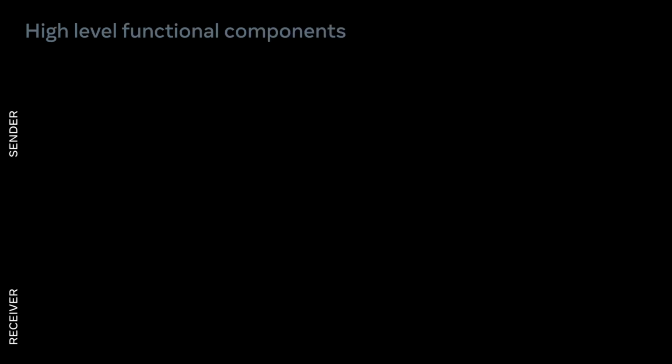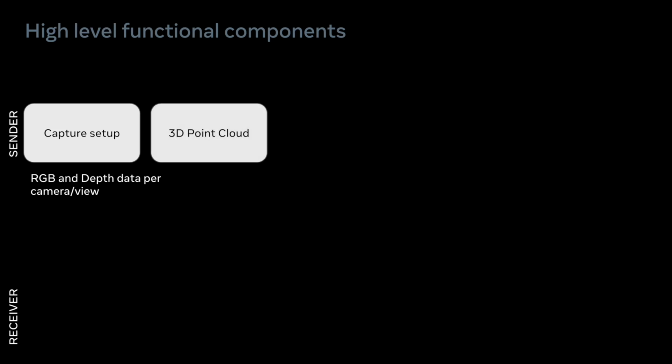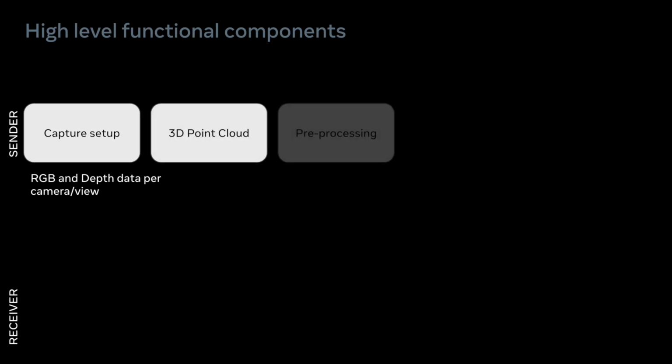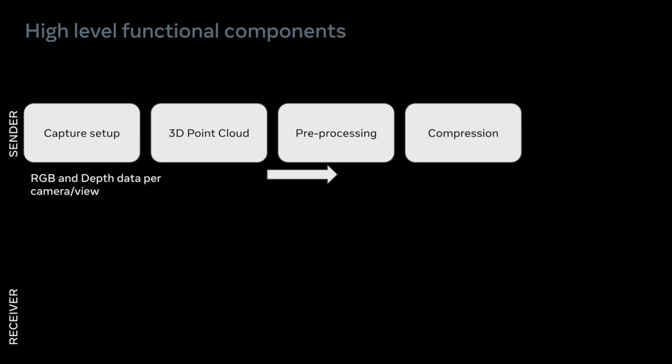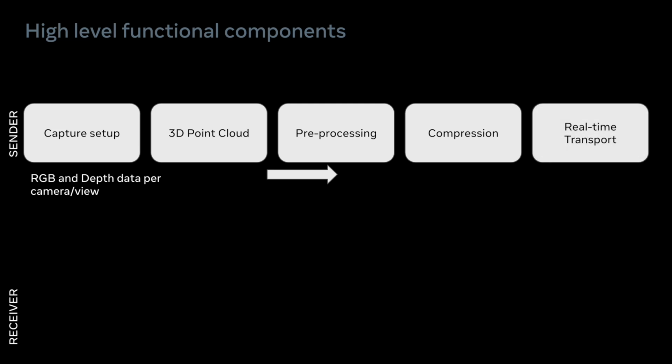Let's take a look at the high-level functional components of this. On the sender side, first you have the capture setup. You are capturing the RGB and depth data per camera and per view. Next, using that, you will have to form some sort of 3D point cloud. This data might need some pre-processing, such as some cleanup or segmentation. After that, the data will need to be compressed so that it can be suitable to be sent over the public internet. For sending it over the network, we will use some sort of real-time transport library, which can control the end-to-end delays by doing real-time bandwidth estimation and packet loss recovery.